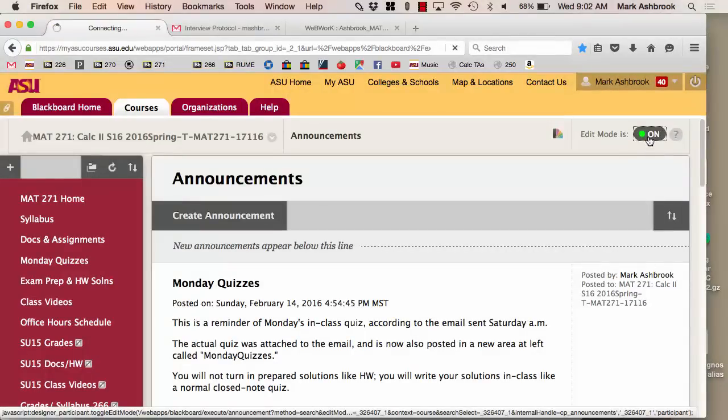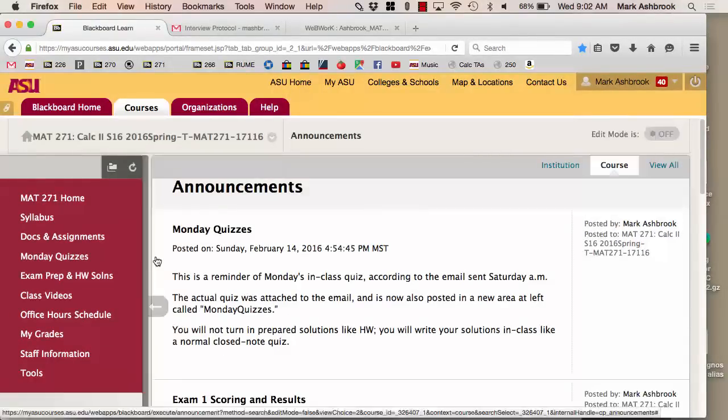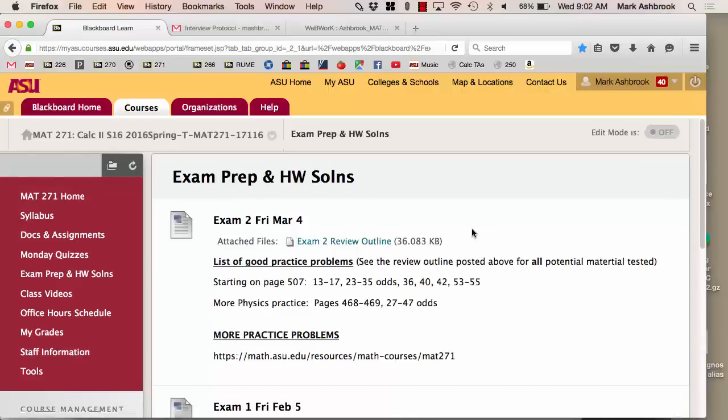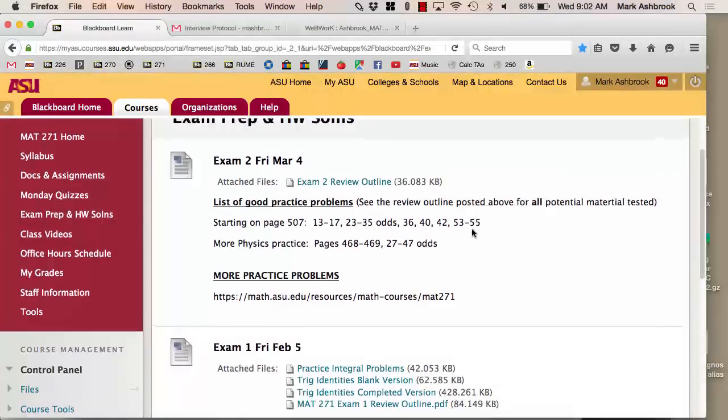If you go to Exam Prep and Homework Solutions, it's the 5th one down on the left. So this first post is going to help you with Exam 2. The outline, there's nothing on the exam that's not highlighted on that outline and that we emphasize in class, okay?